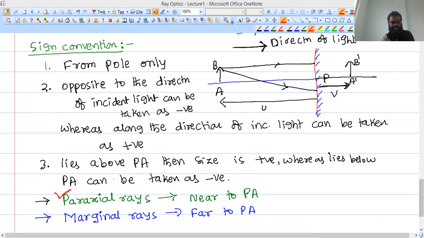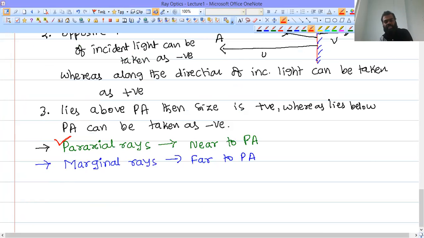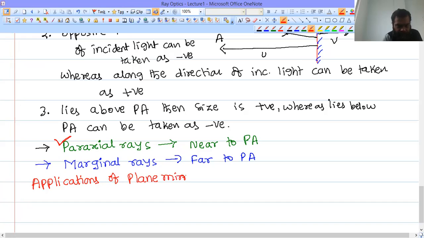Okay, fine. Now we know the sign convention and the characteristics of the plane mirror. These are the characteristics. Now we'll have the applications of the plane mirror.